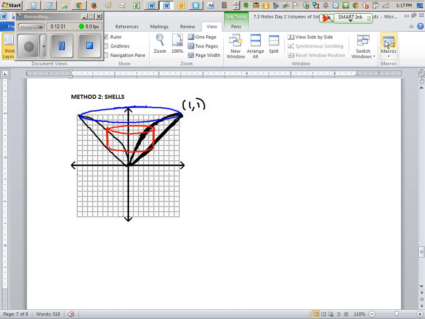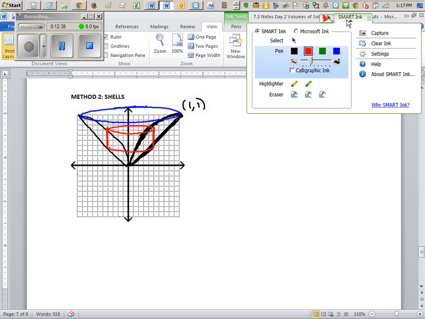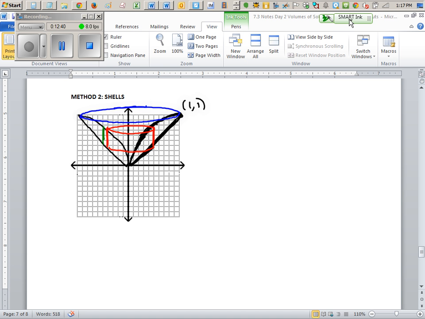Okay? Another one might be this green one here. This is just slightly outside it. It has a slightly different height than the red one, and a slightly different radius from the red one. But they're so close. That's the intention anyway.